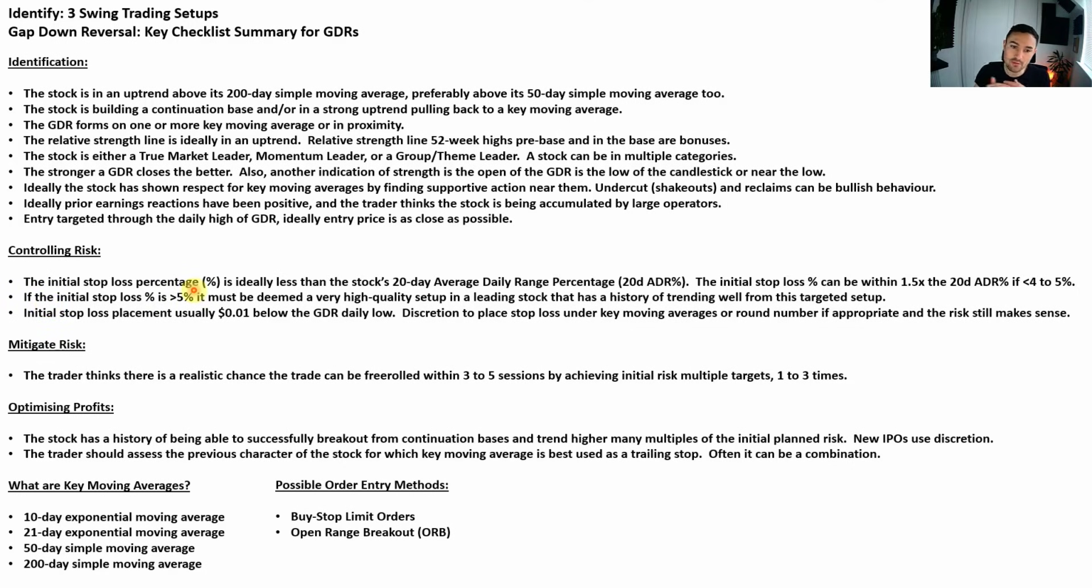So the inherent nature of a gap down reversal bar is it's a wider candlestick. You saw the piercing pattern, the belt hold bullish, the bullish engulfing candlestick. They are, given their nature, wider candlesticks. So that's important to understand because it's going to feed into the controlling risk component of a trade, right?